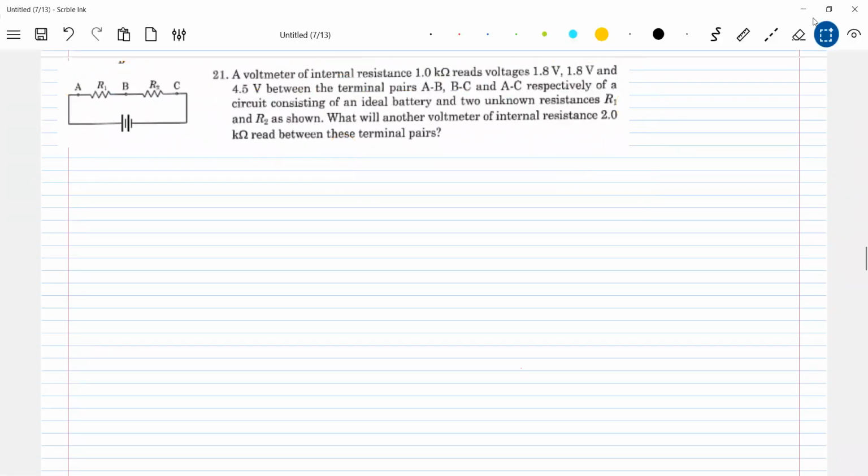Read the next question. A voltmeter of internal resistance 1 kilo ohm reads voltages 1.8, 1.8 and 4.05 volt between the terminal pairs A, B, B, C and A, C respectively of a circuit consisting of an ideal battery and two unknown resistances R1, R2 as shown. What will another voltmeter of internal resistance 2 kilo ohm read between these terminal pairs?